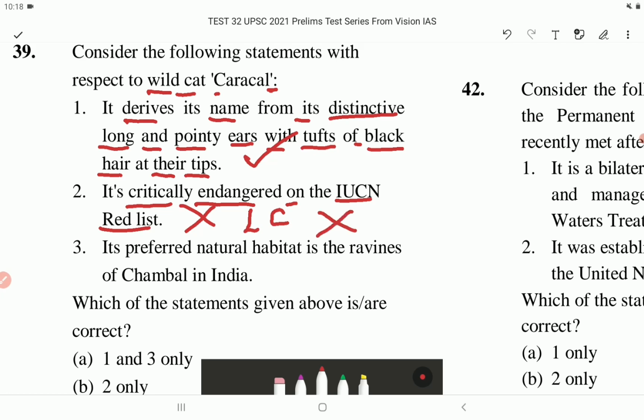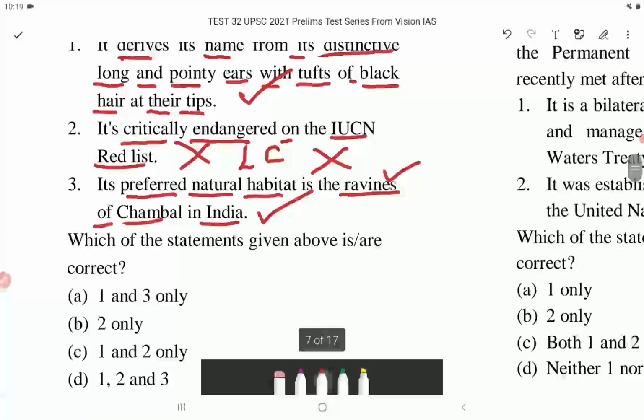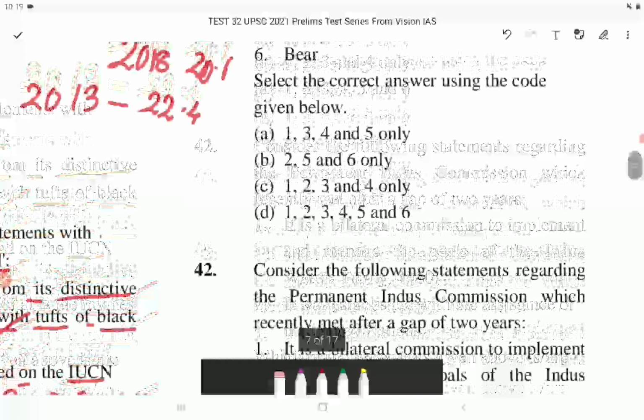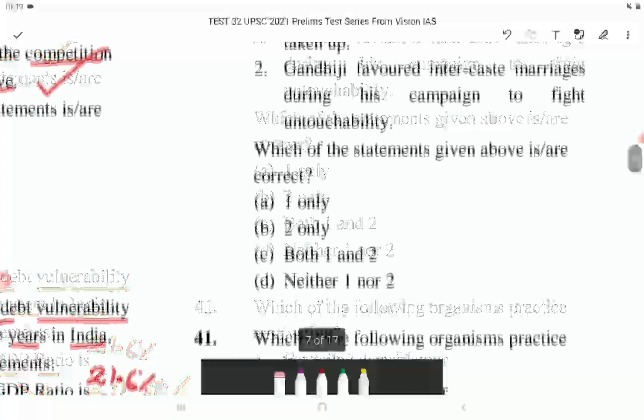Statement 3. Its preferred natural habitat is the ravines of Chambal in India. So its preferred natural habitat is the ravines of Chambal in India. This is correct. Which of the statements given above is or are correct? The correct answer is option A. That is 1 and 3 only. Now let's come to next question. That is question number 40.